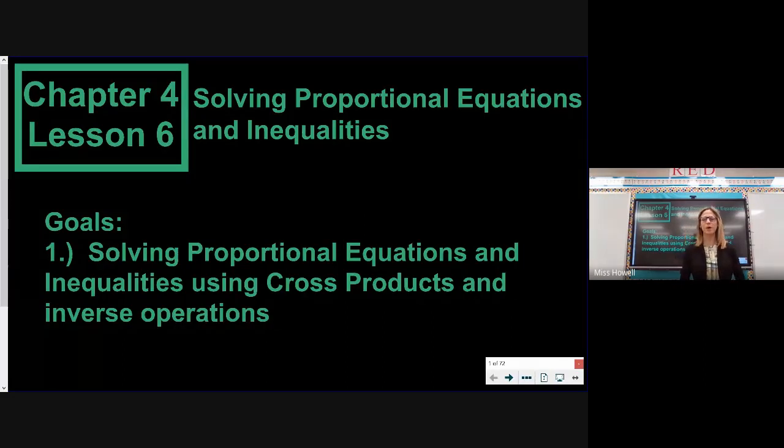And welcome back to Algebra 1. Our goal for today is to continue working with solving equations and inequalities. For today, we're going to start to look at what are called proportional equations and inequalities. So we're going to start with our proportional equations.